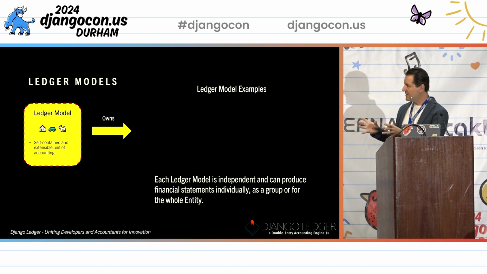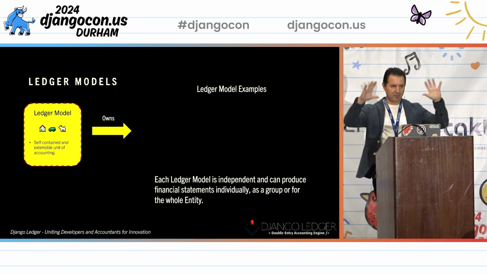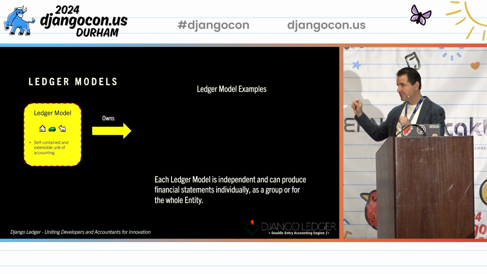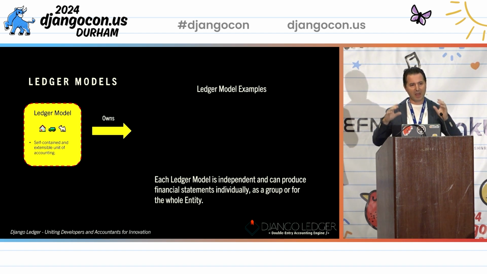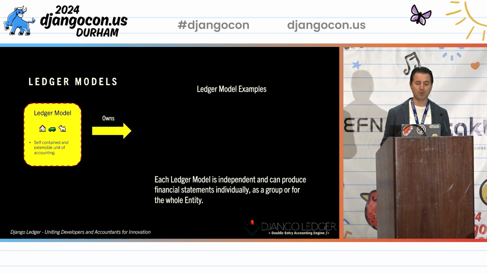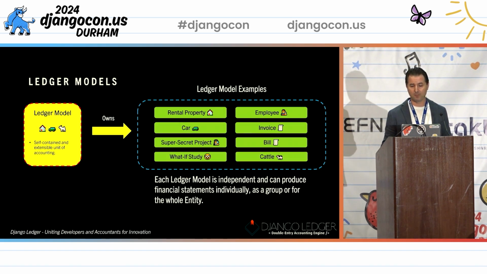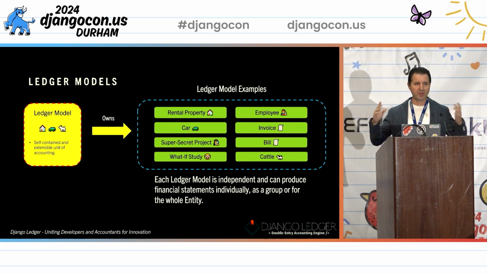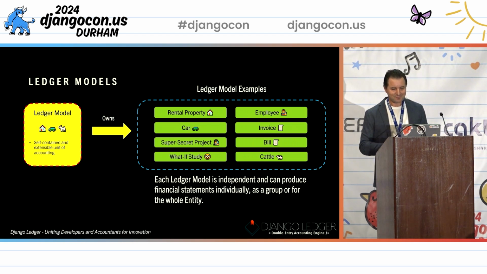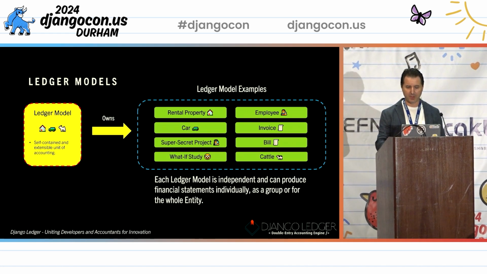So every ledger model is independent from the entity. A ledger model can produce financial statements on its own. So if you wanted to segregate the finances of a piece of property and you use the ledger to define that object, it is completely separate from the finances, but you can also generate the financial statement from the entire entity. Examples of that are something like a rental property, a car, a super secret project, a what-if study, anything. It could be an invoice, a bill.